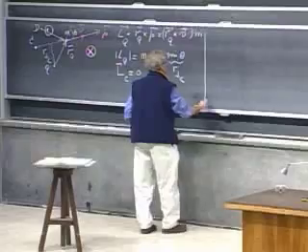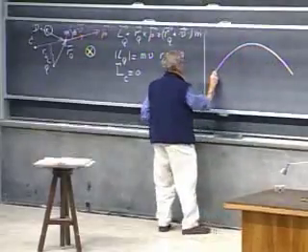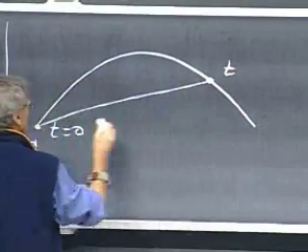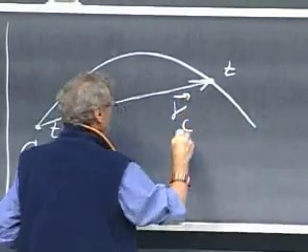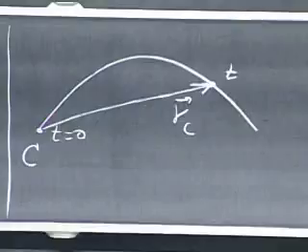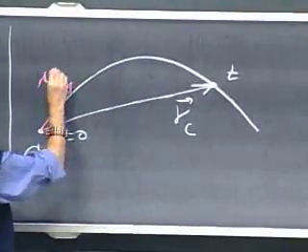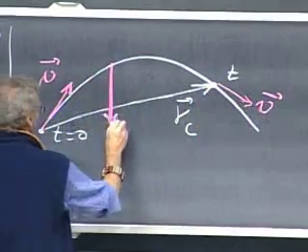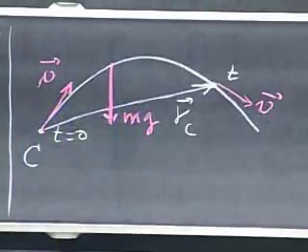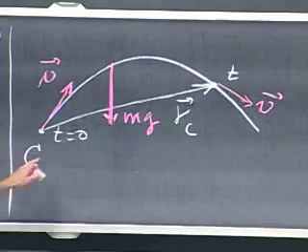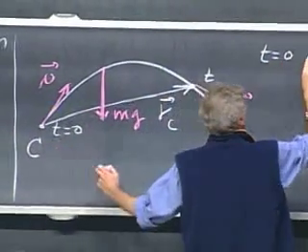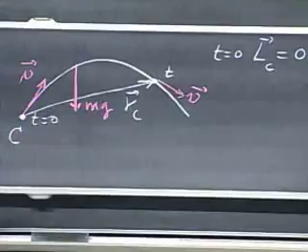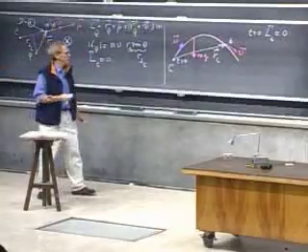Suppose I throw up an object, 26-100, and at time t equals 0, the object is here, and at time t, the object is there. So this then is the position vector at time t. The object starts off with a certain velocity, v, and a little later here, say, the velocity is like so. And there is, of course, a force on it, mg, which makes this curve. What is the angular momentum relative to point C at time 0? The angular momentum is clearly 0, because the mass itself is at point C. So the position vector has no length. So it's clear that it's 0.